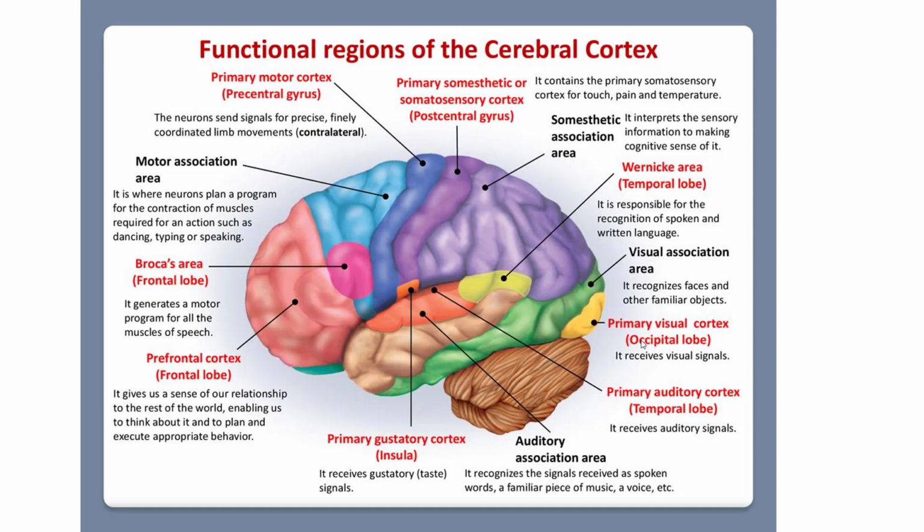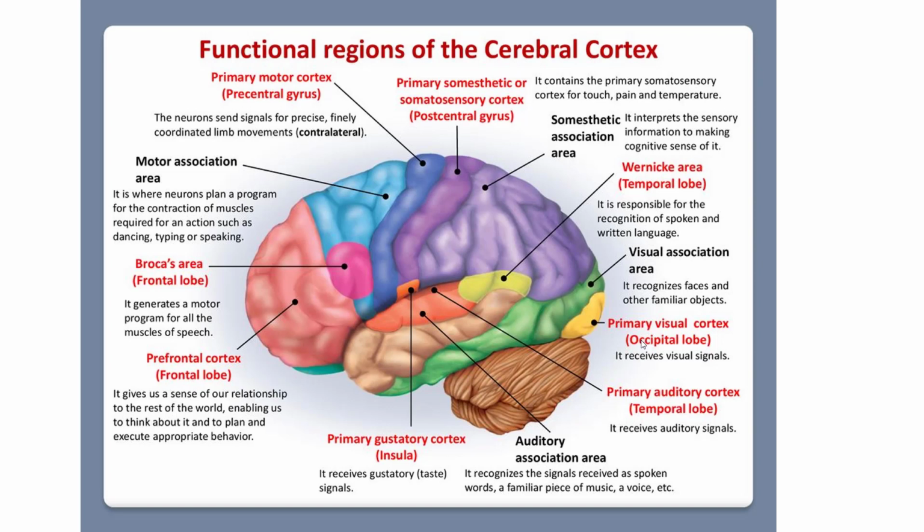Then you have Broca's area, generating a motor program for the muscles of speech. This is what determines how you are going to speak and how you are going to put your words together. The motor association area is where neurons plan a program for the contraction of muscles required for something like dancing, typing, or speaking.